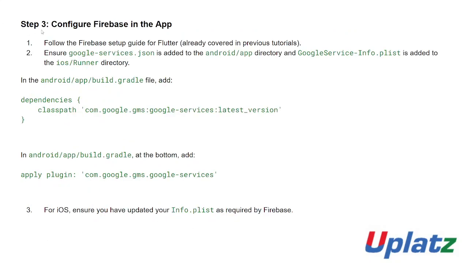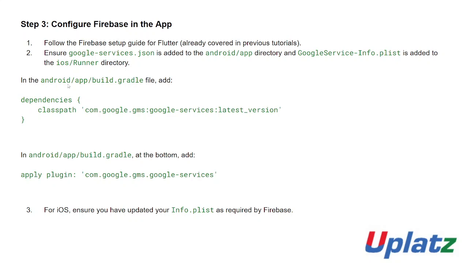Step 3. Configure Firebase in the app. Follow the Firebase setup guide for Flutter already covered in the previous tutorials. Ensure google-services.json is added to the android/app directory, and GoogleService-Info.plist is added to the ios/Runner directory.